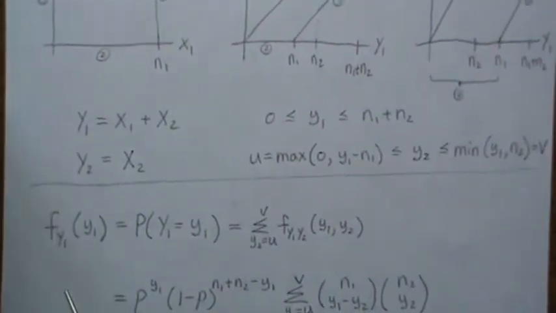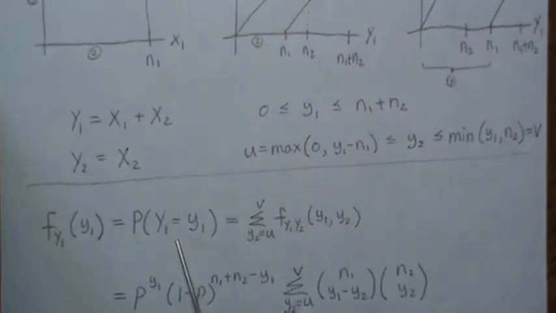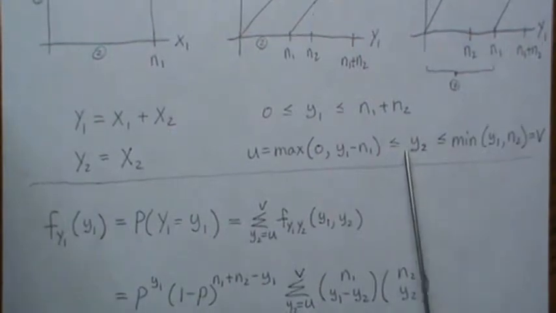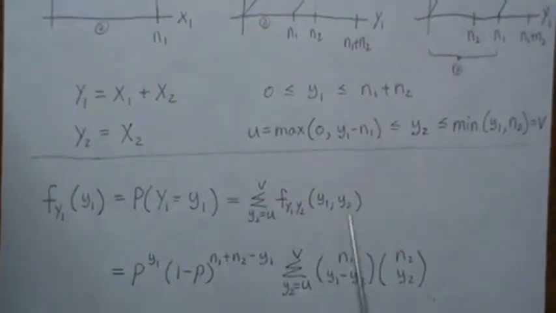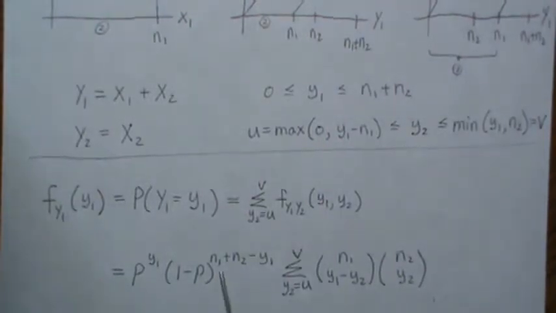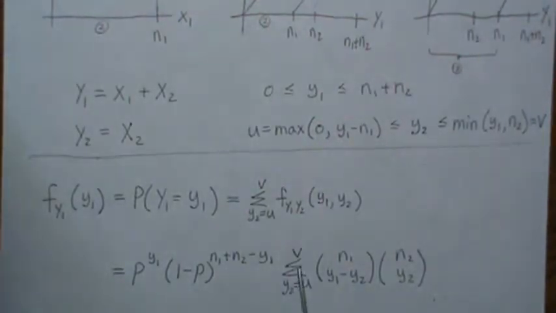Now to find the marginal of Y1, which means the probability that Y1 is equal to little y1, we want to sum out Y2. But Y2 has these crazy boundaries, so how are we going to do that? Well, generically, we know this function, and we're going to sum out Y2, but since these don't have Y2 in the sum, they're going to come out in front of the sum.